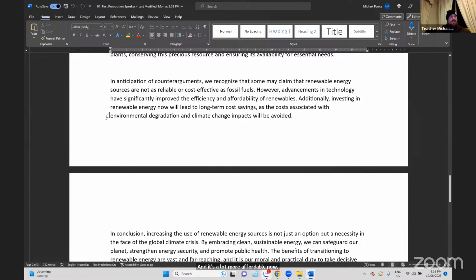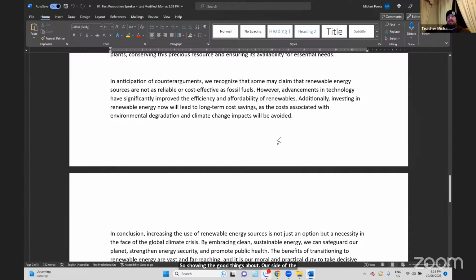Additionally, investing in renewable energy now will lead to long-term cost savings. So again, strengthening that case to show that it might be a little bit more expensive now, but in the long run, we're going to save a lot more money. So showing the good things about our side of the argument.